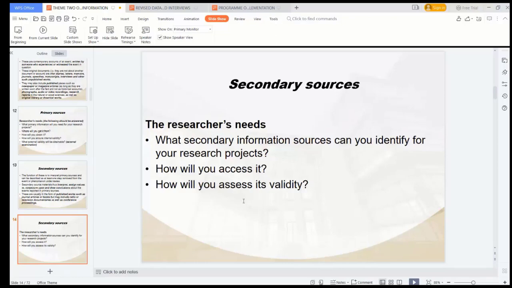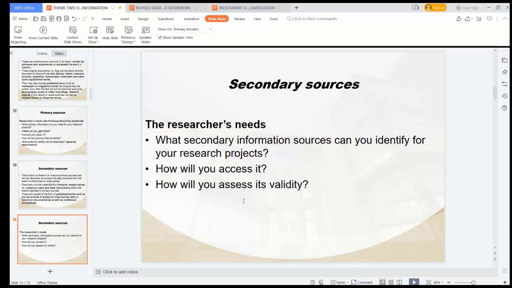And this is what a researcher needs to ask himself or herself about secondary sources of information. What secondary information sources can you identify for your research project? Is it journals? Is it books? Is it e-books? Is it hard copies that you will only get? How will you access it? And how will you assess it? It is important, because when you access some materials that are classified, you have to pay for that, and you have to follow the PAJA. Later on, I will indicate where some resources require permission and where they involve cost. You have to pay for that.